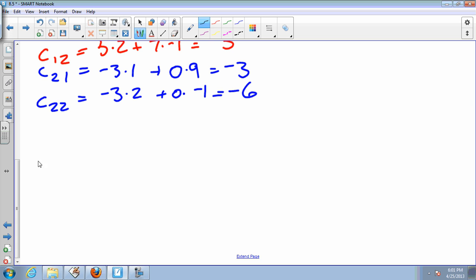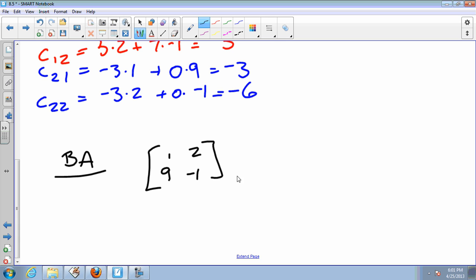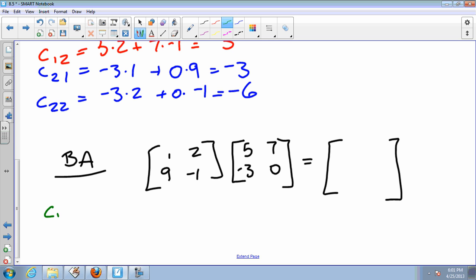Now let's find BA and see if the same thing comes out. So now we are taking 1, 2, 9, -1, and we are multiplying it by 5, 7, -3, 0. So 2 by 2 times 2 by 2 will give us an output of a 2 by 2. C1,1, first row, 1, 2 times first column, 5, -3. Gives us -1.